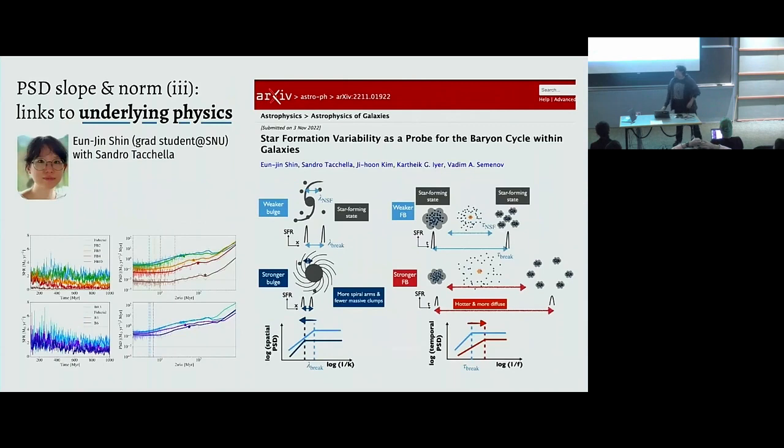And I also want to advertise stuff that a student, Yunjin Shin, has been doing with the Agora simulations. She's been looking at how changing bulge to total or how changing stellar feedback in a single disk galaxy, systematically keeping everything else the same, changes the power spectrum. And she's now looking at both the spatial and temporal power spectra. So she's finding that bulge to total changes one and feedback changes the other. So that's also something interesting to think about.